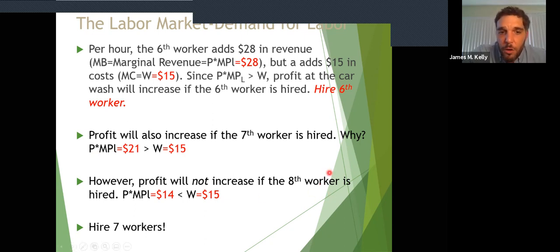However, the eighth worker only increases production by 2 car washes at $7 a pop. The value of the marginal product of labor is $14, which is less than the wage rate. Therefore, the car wash should only hire 7 workers.